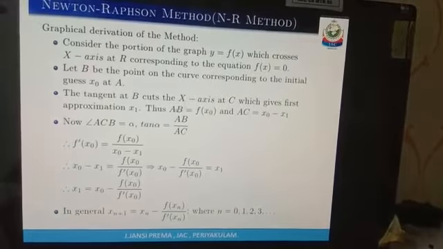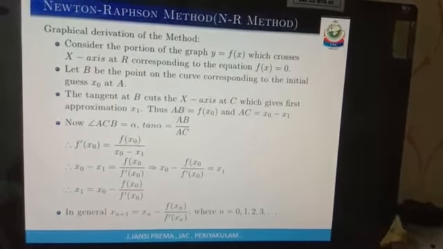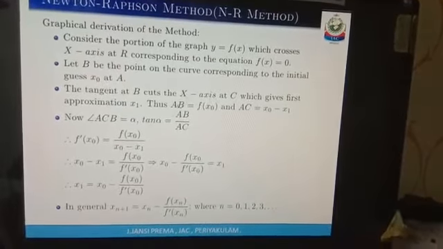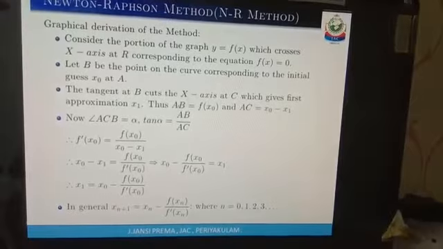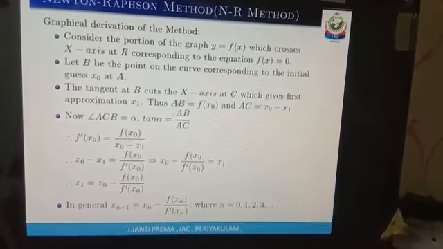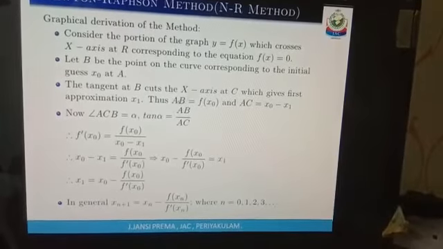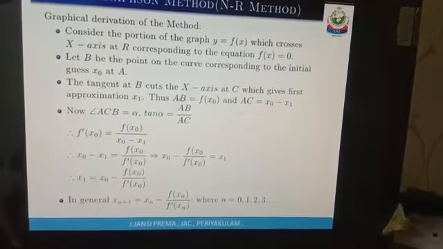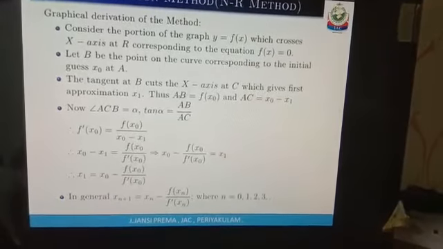Now we see the graphical derivation of the method. Consider the portion of the graph y = f(x) which crosses the x-axis at r, corresponding to the equation f(x) = 0. Let B be the point on the curve corresponding to the initial guess x0 at capital A. Next we take the tangent at B.